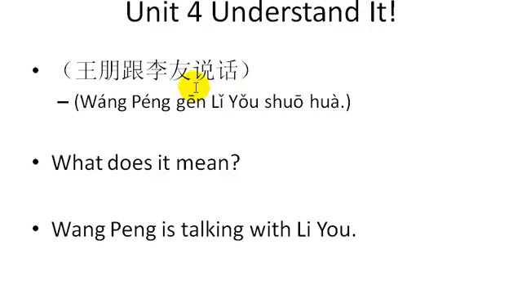So think about this word order, imprint it into your brain. Two people doing something with each other: person A, gen, person B, and then the verb.